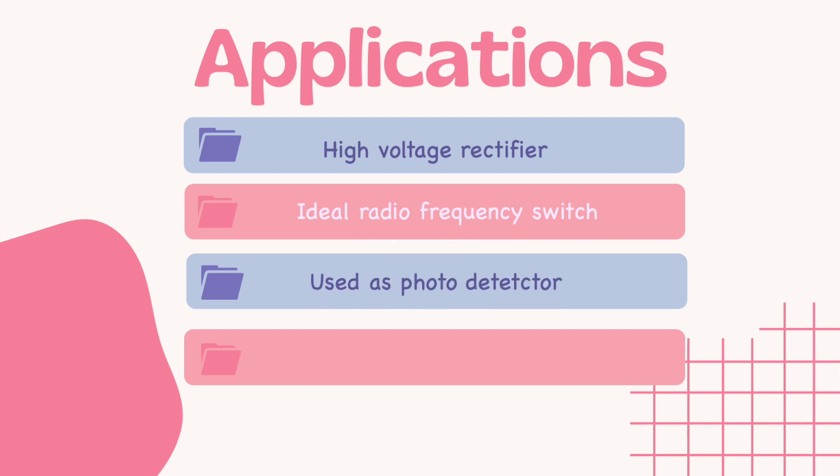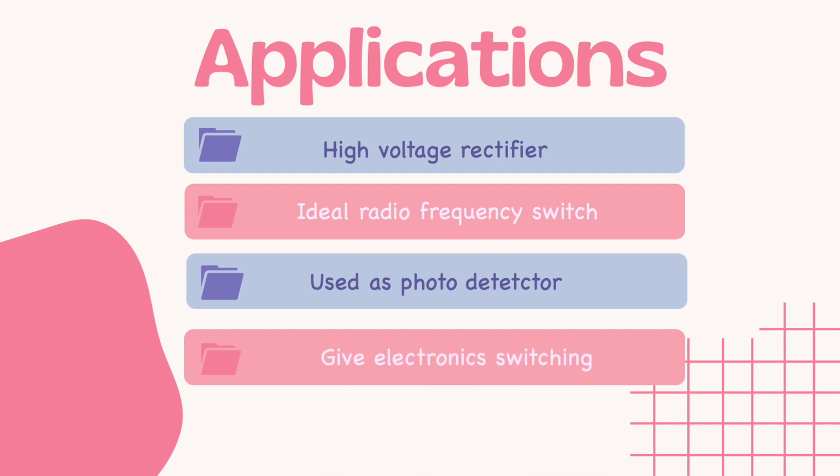biased. The PIN diode is also used as a photodetector to convert the light into the current, which takes place in the depletion layer of a photodiode. Increasing the depletion layer by inserting the intrinsic layer improves the performance.